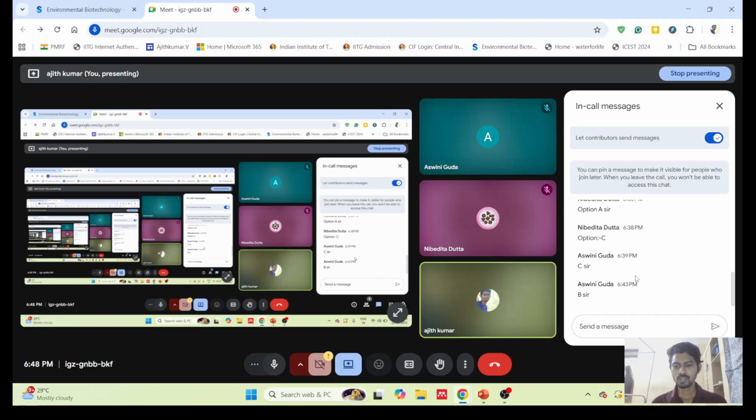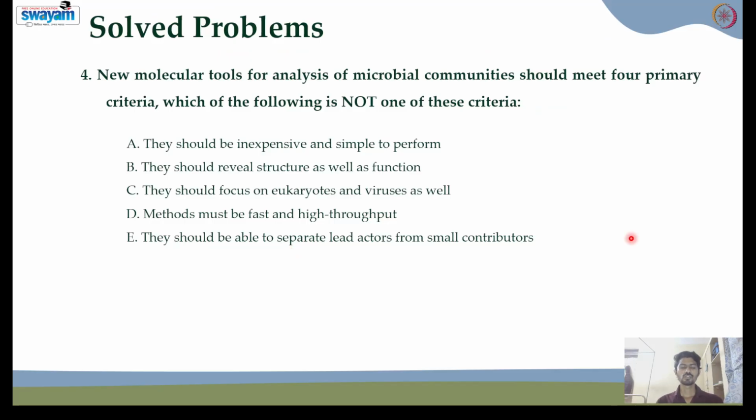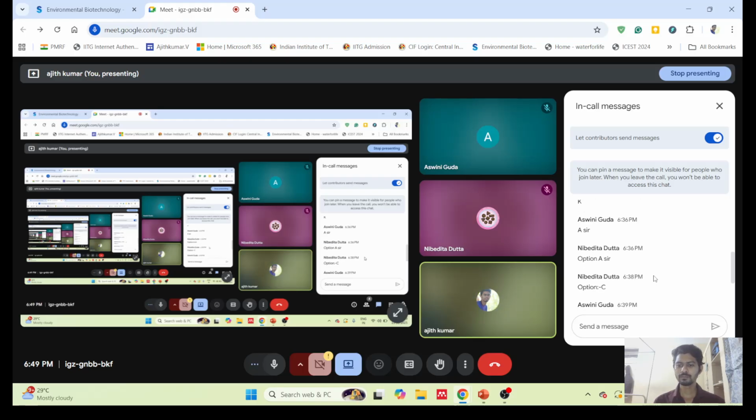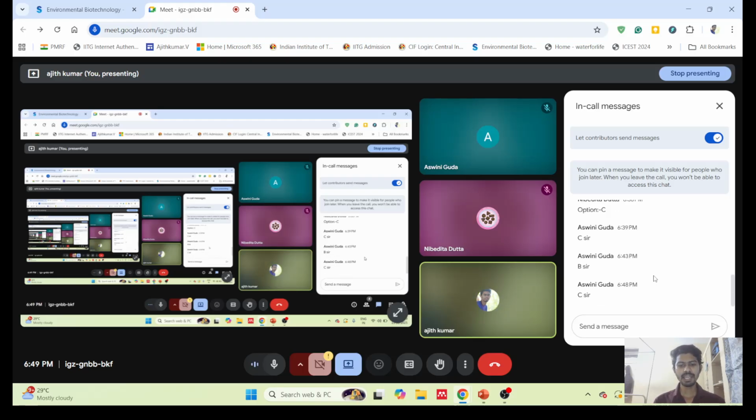So I will show the question. New molecular tools for analyzing the microbial community should meet four primary criteria. Which one of the following is not one of these criteria? Among these, which is not the primary criteria? Okay, option C. Any other option? Any other answer?